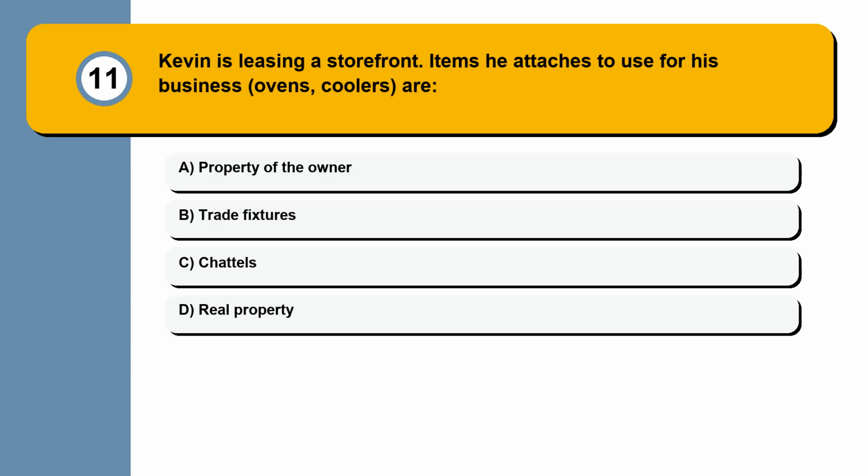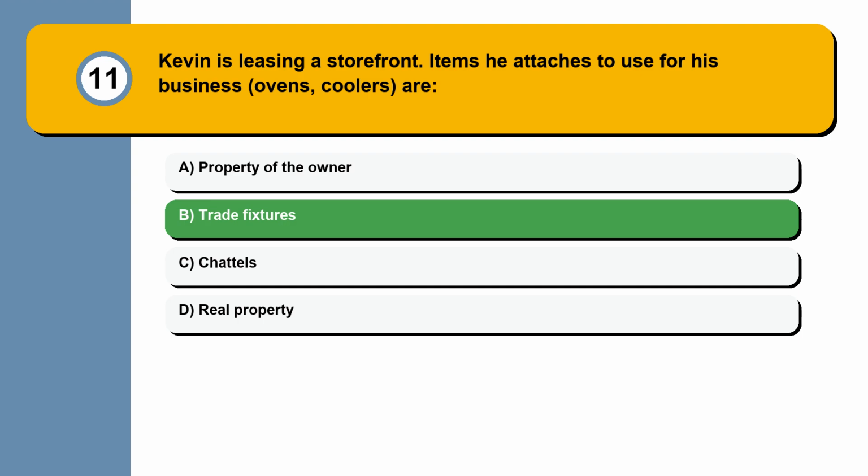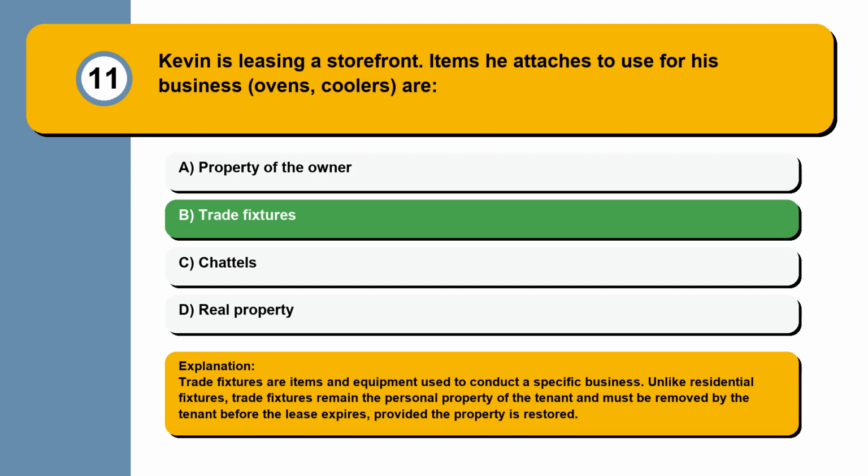Question 11. Kevin is leasing a storefront. Items he attaches to use for his business, ovens, coolers, are property of the owner. Trade fixtures, chattels, real property. Trade fixtures are items and equipment used to conduct a specific business. Unlike residential fixtures, trade fixtures remain the personal property of the tenant and must be removed by the tenant before the lease expires, provided the property is restored.